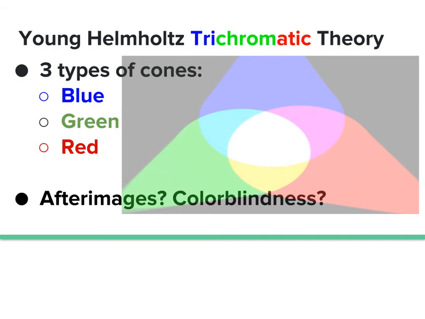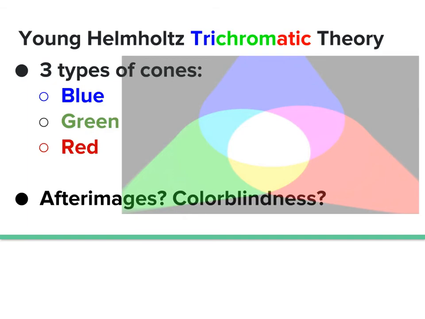The first theory is perhaps the most simple one. It's the Young-Helmholtz trichromatic theory, and it proposes something quite basic. It says that we have basically three types of cones, and each of these cones specializes in a particular light wave.